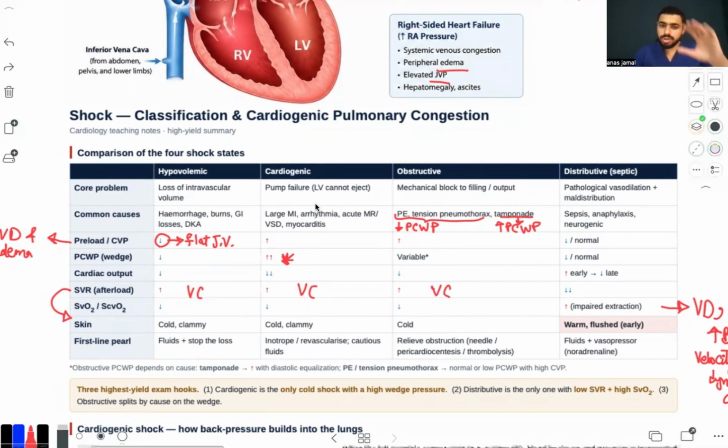Cardiogenic shock, as we just explained, is because of the pump failure; the heart reduces its contractility. This could be due to large myocardial infarction, arrhythmia, acute mitral regurgitation, ventricular septal defect, or myocarditis. The central venous pressure will be high because there is reduced venous return and there is back pressure in the systemic venous side and the pulmonary venous side. The pulmonary capillary wedge pressure will be increased.